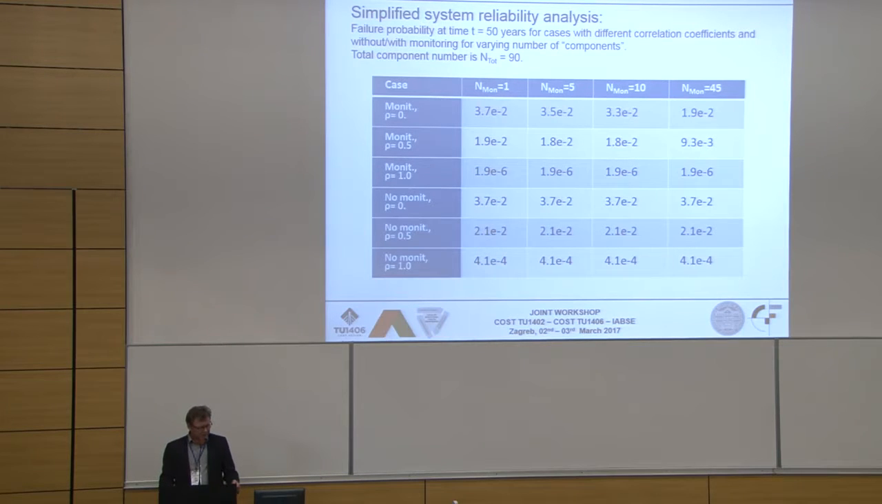And also we see that for full correlation, it doesn't matter if you observe one component or 45 components, because they are all identical. I think this also confirms general observations in system reliability analysis: if you have zero correlation, the effect of inspection and monitoring is less than if you have very high correlation between the failure functions for the different components.